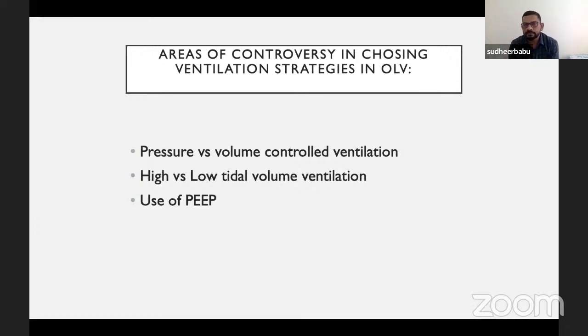Pressure control mode will be more physiological, and volume trauma is eliminated in pressure control mode. Low tidal volume ventilation is preferred, and PEEP should not be used in COPD patients, whereas in other patients 5 to 10 centimeters of PEEP can be applied.